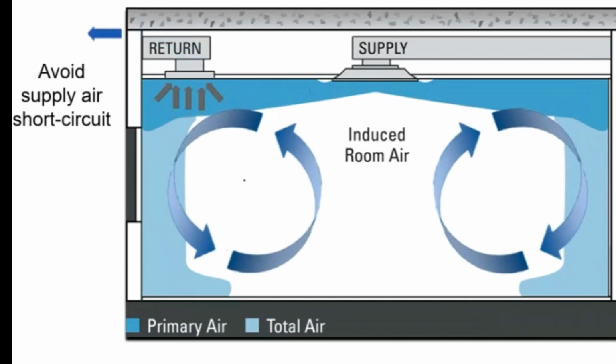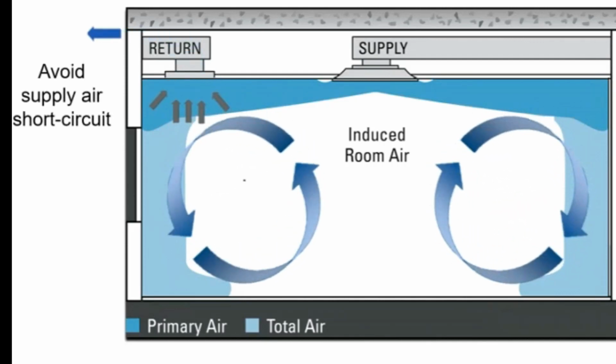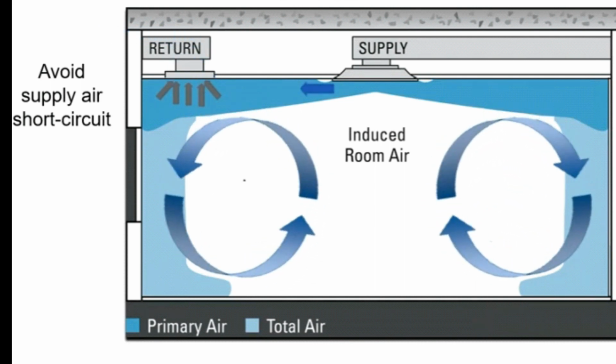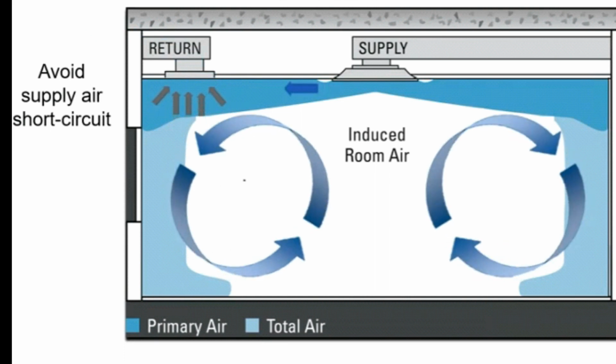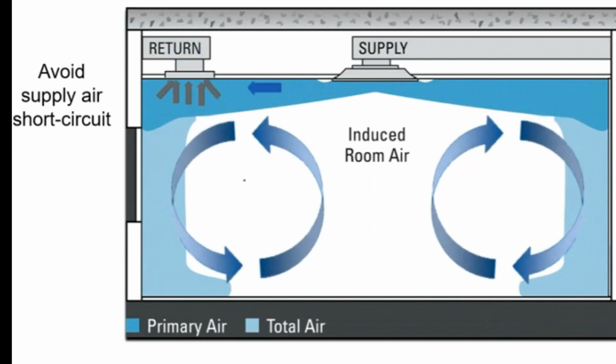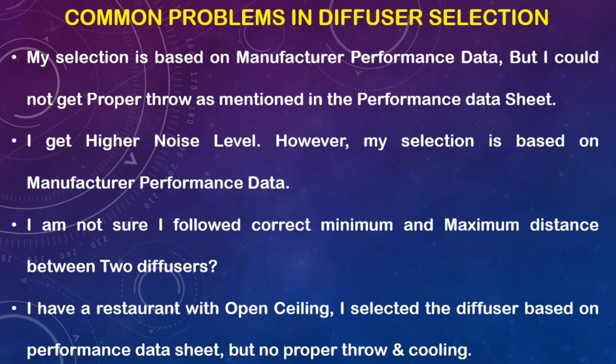Good morning friends. During commissioning of an HVAC system, due to improper selection of the diffuser, or because we are not understanding a few important points mentioned in the technical data sheet of the diffuser, we will face some types of design issues. Like you see here, my selection is based on manufacturer performance data, but I couldn't get the proper throw as mentioned in the performance technical data sheet.